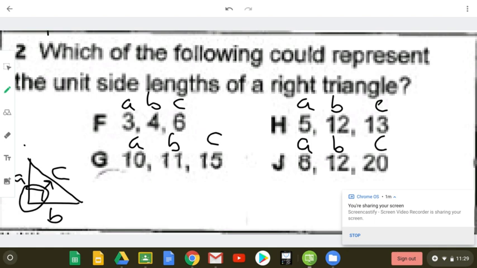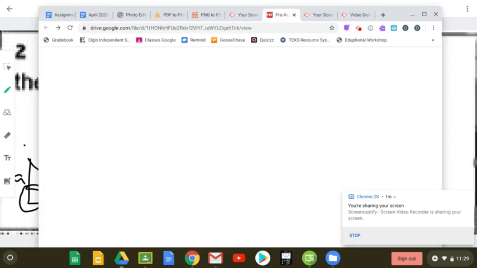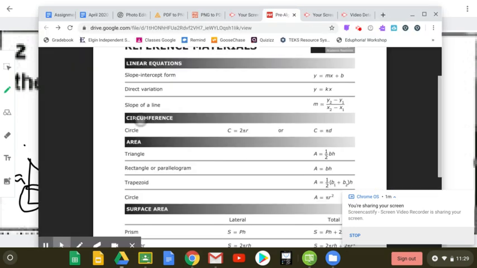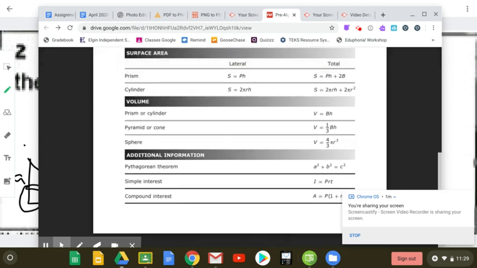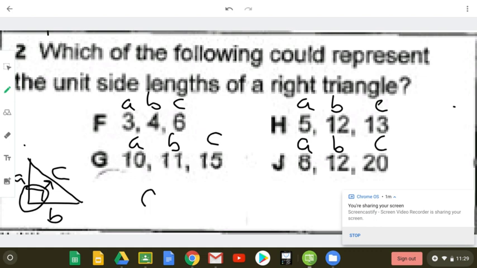Well, coach, how do we determine this? Because now that I know this, don't I have to use a formula? You're absolutely correct. The formula you're going to use here is for the Pythagorean theorem. If you open up your formula chart and scroll all the way down to the bottom, you see additional information: a squared plus b squared is equal to c squared. So we want to get that formula written out: a squared plus b squared is equal to c squared.